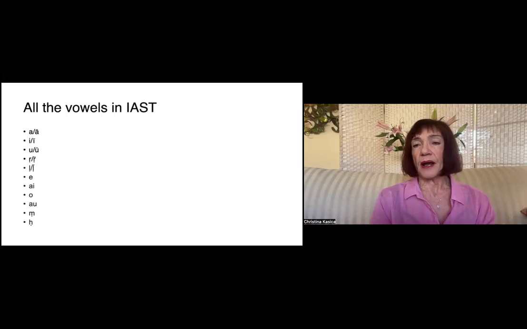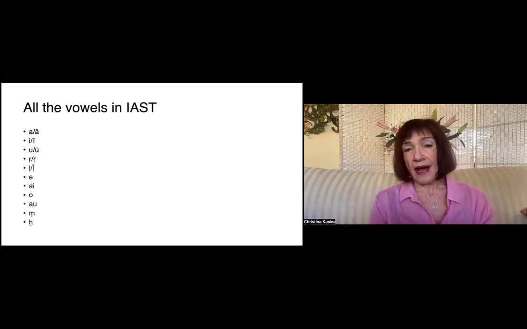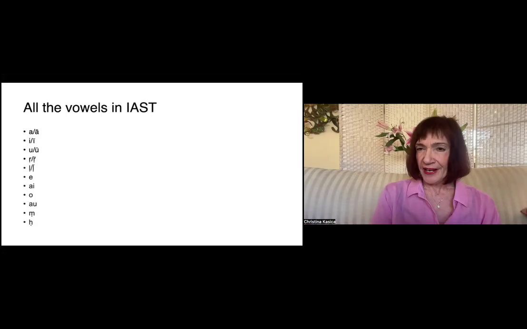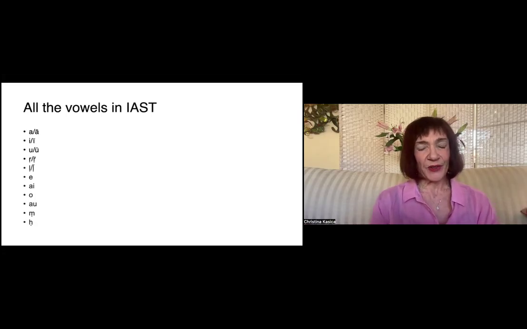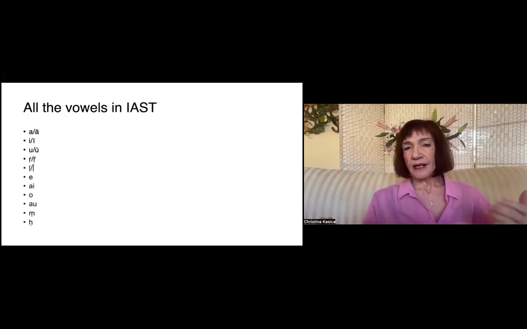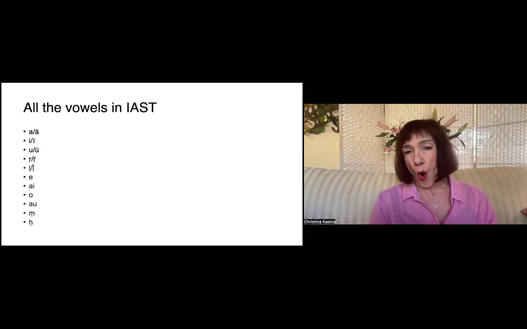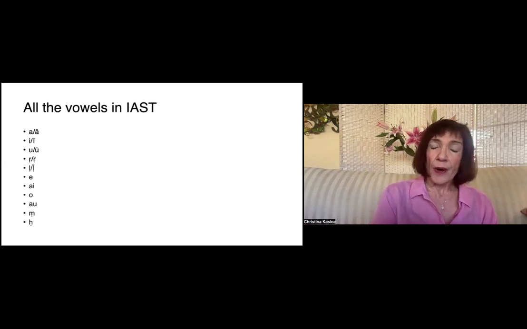A, Ā, I, Ī, U, Ū, R, Rr, Lr, Lrr, E, Ai, O, Au. All right, everybody help me out because you're much better singers than I am. Let's go. 1, 2, 3. Open your mics. A, Ā, I, Ī, U, Ū, R, Rr, Lr, Lrr, E, Ai, O, Au.